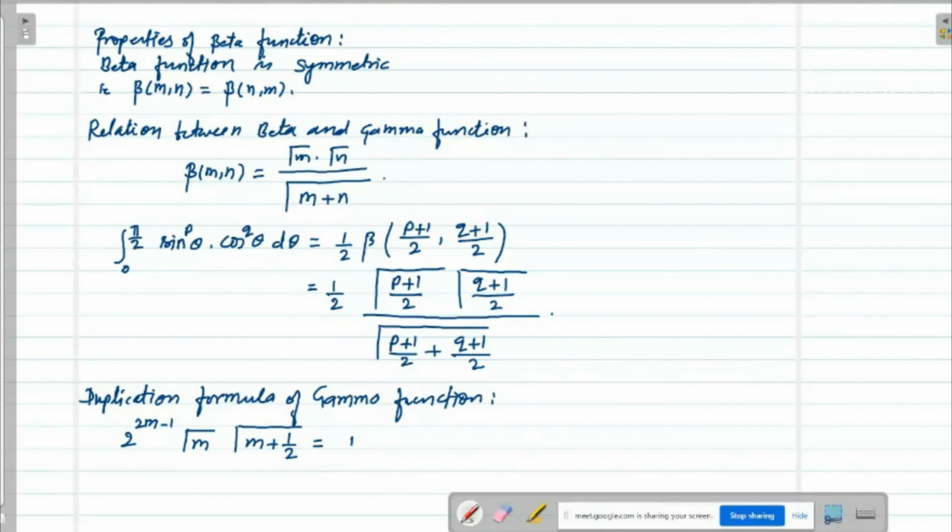Now let us move to the next page. Then we will start type number 1. You have to remember all these formulae.